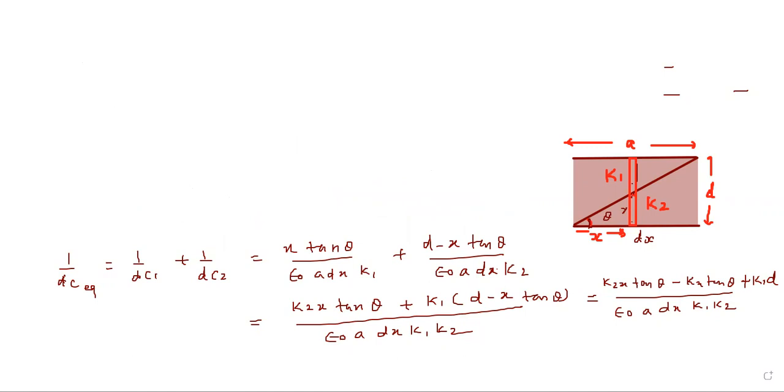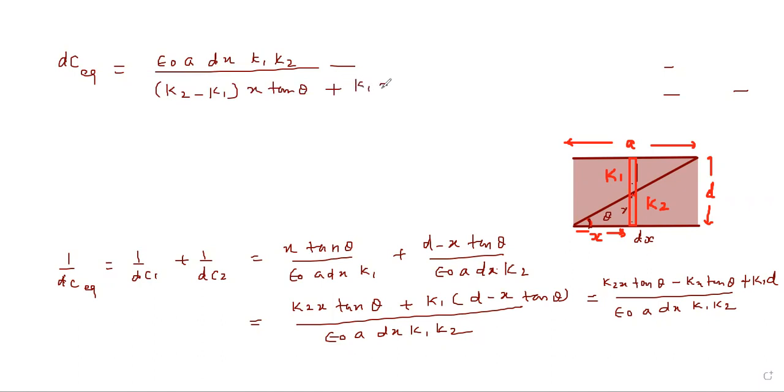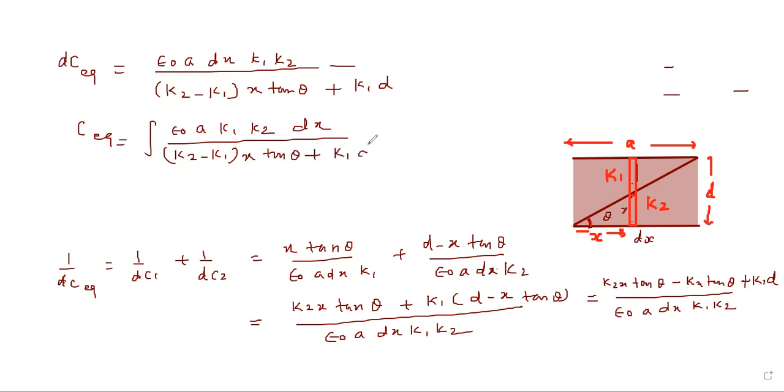So let's write it. dC equivalent will be epsilon naught A dx K1 K2 divided by K2 minus K1 times x tan theta plus K1 D. Now we can integrate it to find the total capacitance. So C equivalent will be equal to the integration of the same thing, epsilon naught A K1 K2 dx divided by K2 minus K1 times x tan theta plus K1 D.